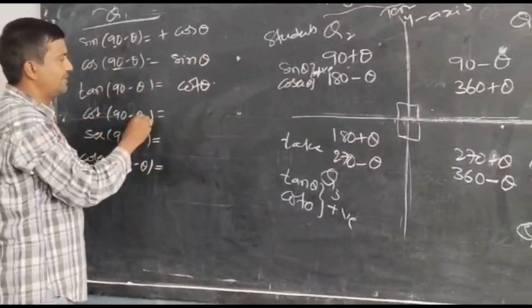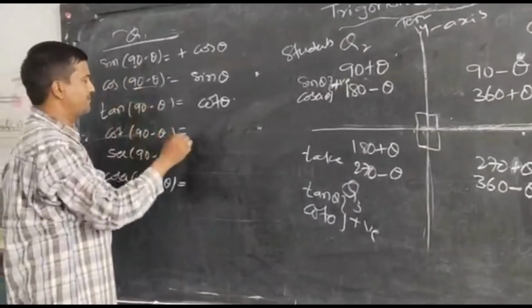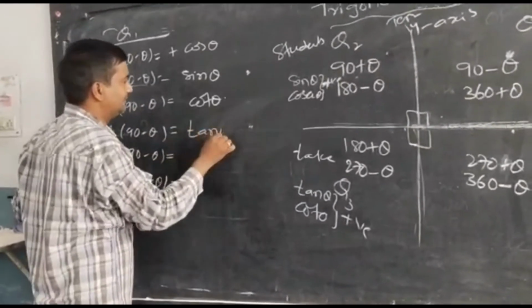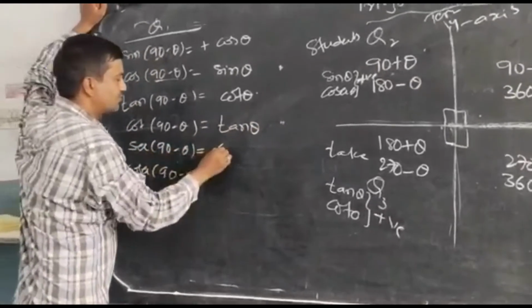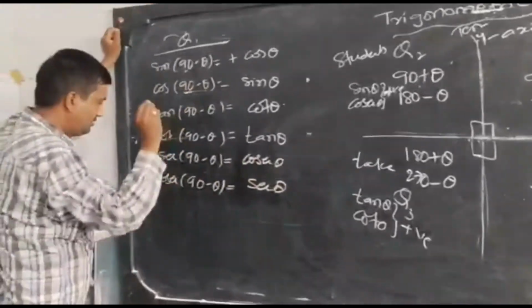Next, cot 90 minus theta. The nearest ratio of cot is tan. So cot 90 minus theta is what? Tan theta. Next, secant becomes cosec theta, and cosec becomes secant theta. Now the second angle.